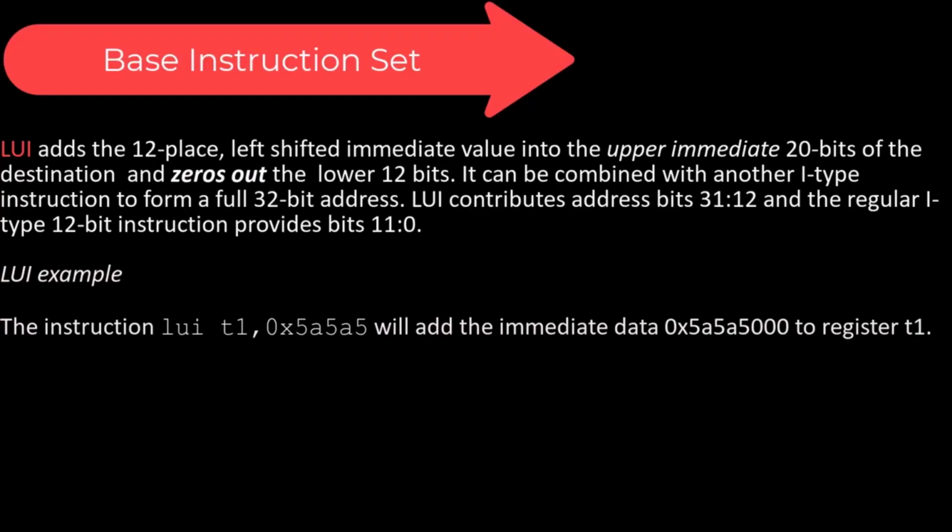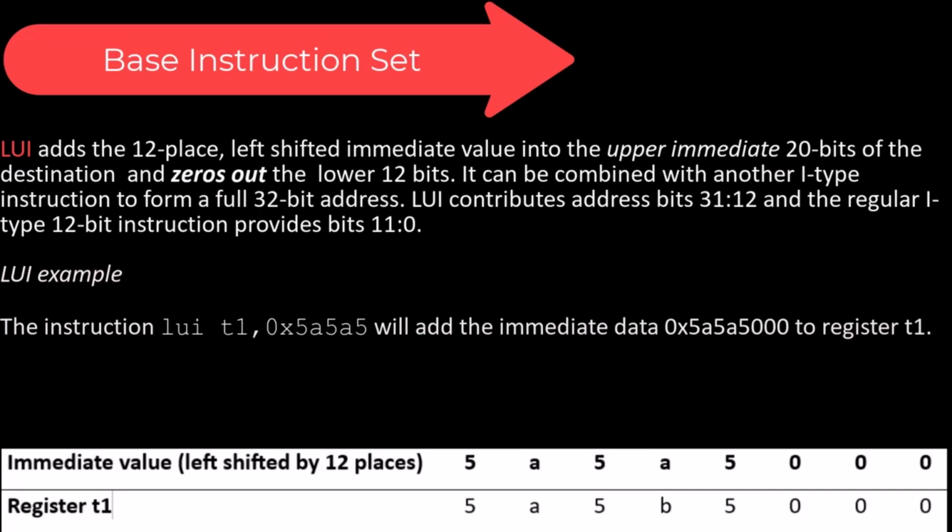LUI example. The instruction LUI T1, 0x5A5A5 will add the immediate data 0x5A5A5000 to register T1. To generate a full 32-bit address, use a 12-bit I-type instruction to provide the lower 12 bits.